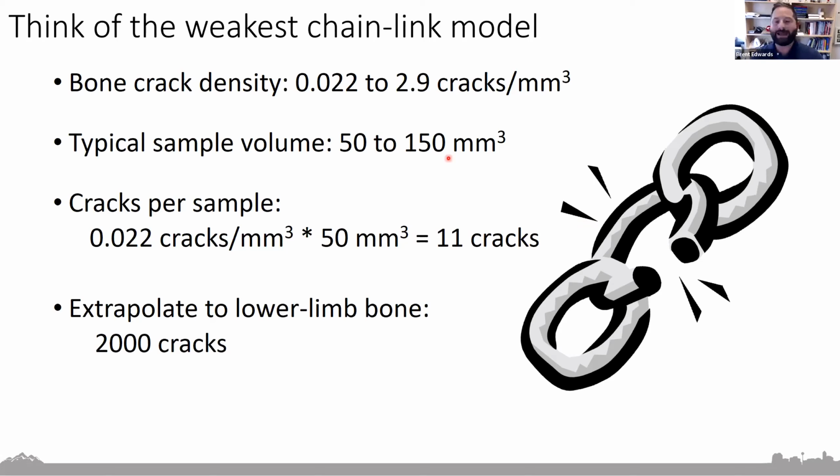But if you extrapolate 50 cubic millimeters up to the size of a human tibia, all of a sudden you're talking about 2,000 potential microcracks in that material. And so it's like the weakest chain link model, in that the more chain links you put in the chain, the more likely one of them is to have a critical defect, and the weaker that chain is going to be as a system.